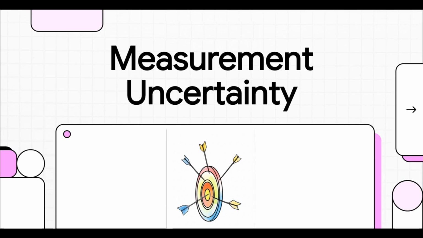Right, let's talk about something that every engineer, every scientist deals with. You take a measurement, you look at the number, and you ask yourself, can I really trust this? Well, in this explainer, we're going to dig into exactly that. We're talking about measurement uncertainty.